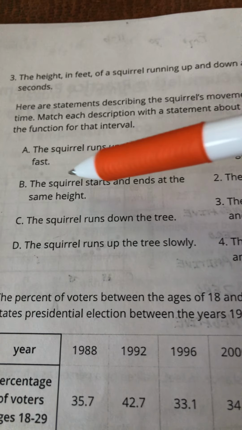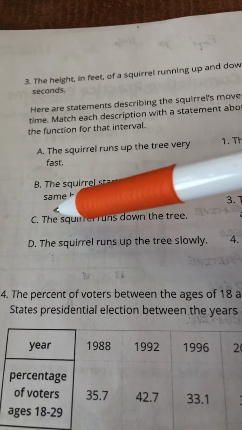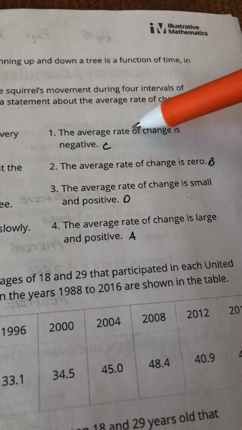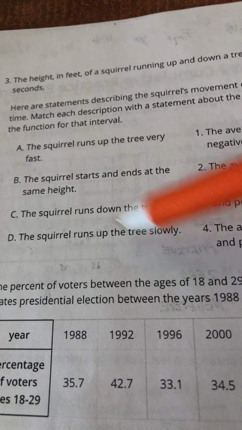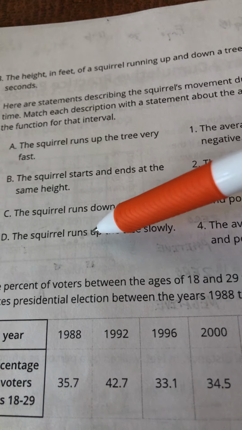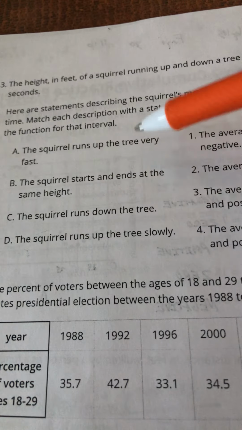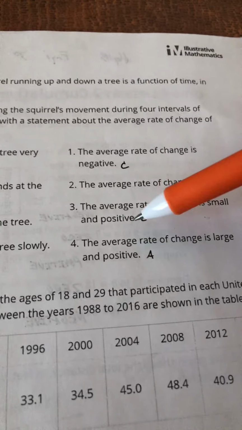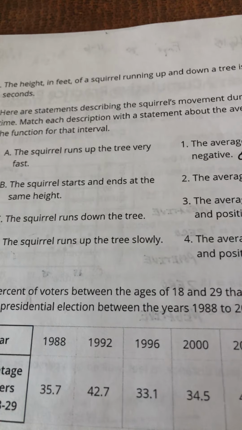The squirrel starts and ends at the same height. That's obviously going to be an average rate of change of 0. The squirrel runs down the tree. That one's going to be negative. And you have a couple of positives here, so how do you tell the difference? This squirrel runs up the tree. So you have the very fast and you have the very slow. Very slowly means the average rate of change is small and it's positive. Okay.